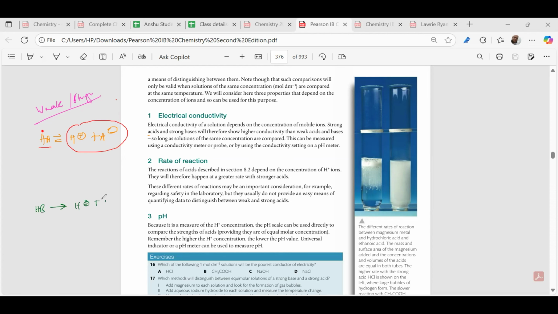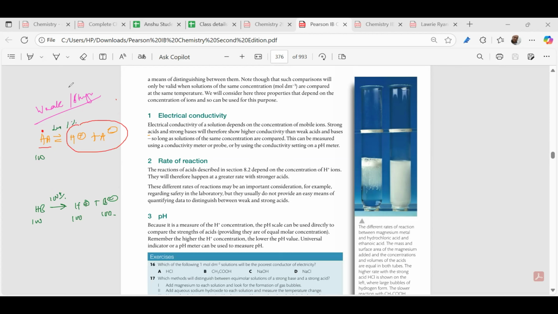This point we have to know very importantly. It will be 100% dissociated, completely dissociated. If you take 100 HB, 100 H+ will be there, 100 B- will be there. If you take a weak acid, out of 100, it will be around less than 1% ionised.